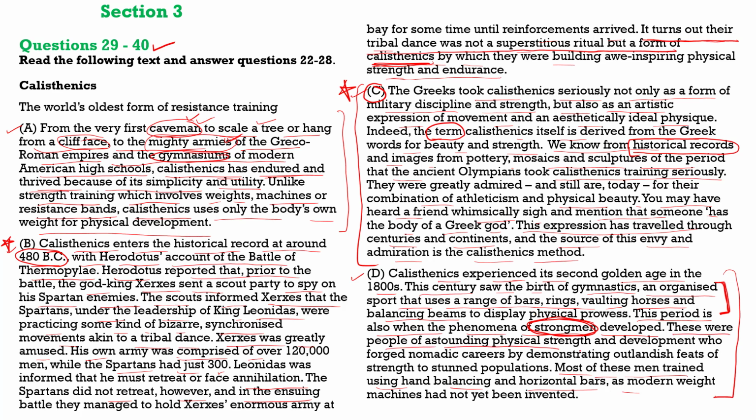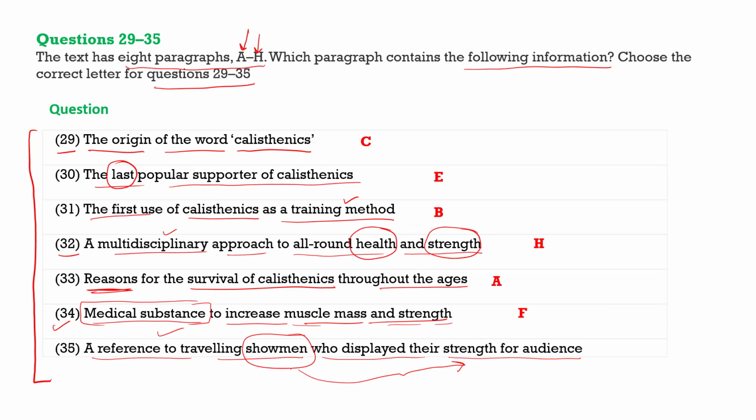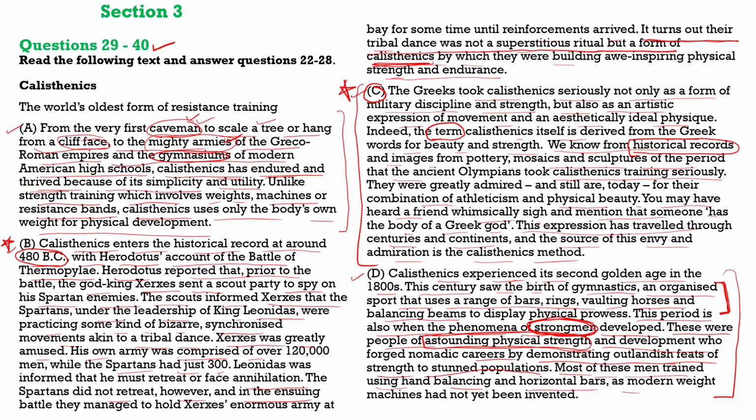These were the people of astounding physical strength, right? We have again found one more related keyword, who forged nomadic careers by demonstrating outlandish feats of strength to stun populations. Now students, see how the synonyms are used. First of all, I'll take you to the question and then we will come back here. The question says there is a word used, showman, and then displayed their strength for an audience. If you are using your notebook and pen along with this tutorial, note down the words. First one is showman and second one is audience, right? Now, in place of showman, we have got strong men demonstrating outlandish feats of strength to a stunned population. In place of audience, we have got the words stunned population.